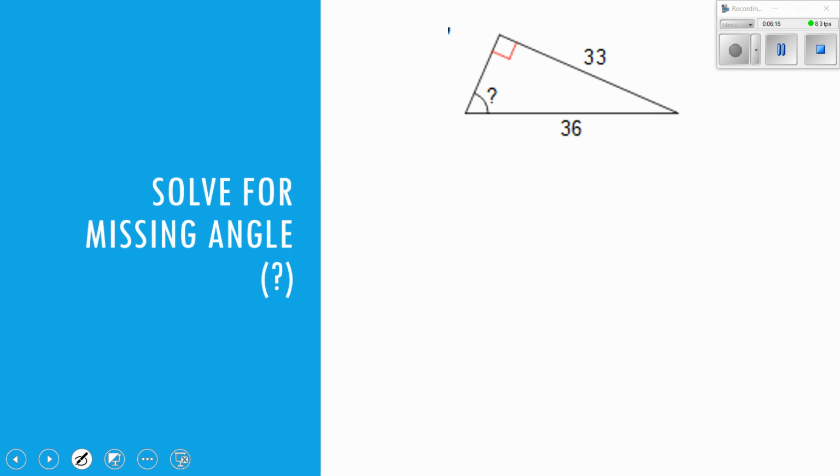All right, now I'm solving for the missing angle again. So again, I'm going to mark my angle. My hypotenuse is across from 90 degrees, so I mark that with an H. My opposite is across from the angle, and then my adjacent is next to the angle. So this time, I have the O and the H side labeled, which tells me it's going to be sine. So I set up my trig ratio. Sine of question mark equals opposite, or 33, over hypotenuse, or 36.